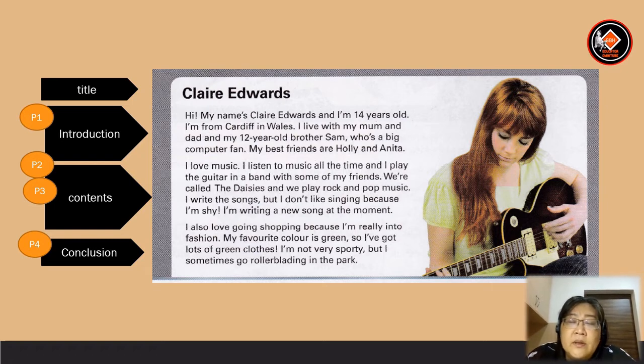Then you can continue with the contents. I love music. I listen to music all the time, and I play the guitar in a band with some of my friends. We are called the Daisies, and we play rock and pop music. I write the songs, but I don't like singing because I'm shy. I'm writing a new song at the moment. Then the last paragraph is your conclusion. I also love going shopping because I'm really into fashion. My favorite color is green, so I've got lots of green clothes. I'm not very sporty, but I sometimes go rollerblading in the park. So this is an example of an article.